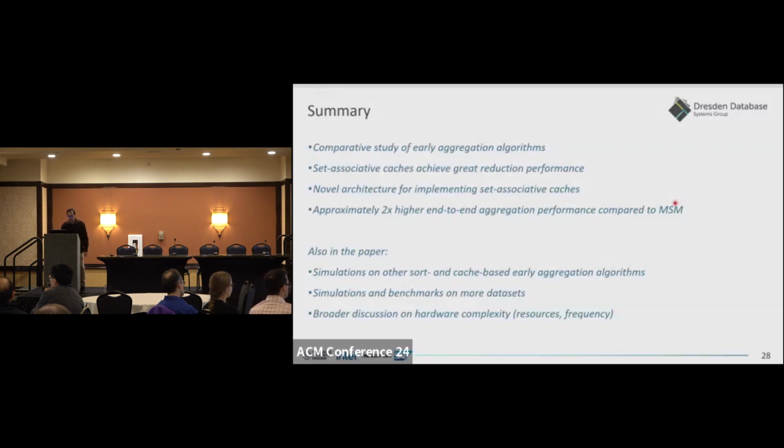Now, a few other things that are in the paper that I didn't have time to go through are simulations of much more sophisticated early aggregation algorithms than the ones that I introduced here. We also have simulations and benchmarks on a lot more data sets. And I also present a much broader discussion of the implementation complexity of these different early aggregation algorithms.